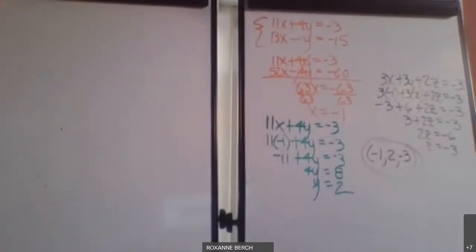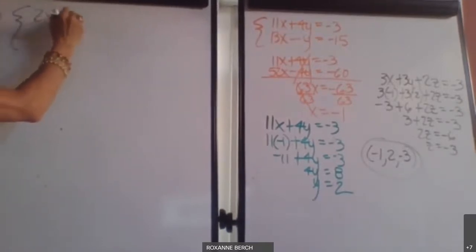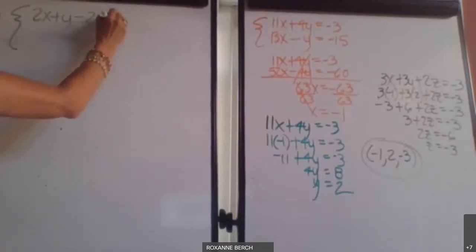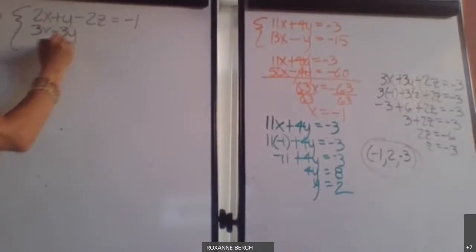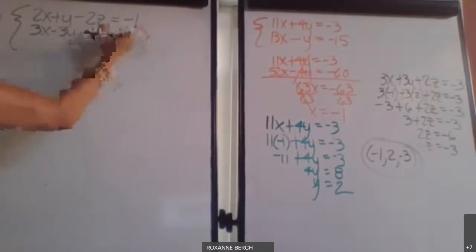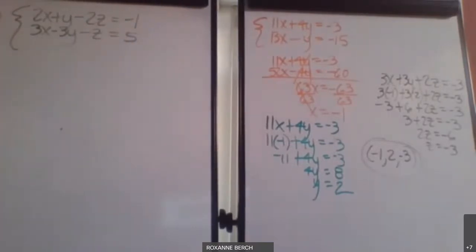So let's set up one in your book. Let's set up numbers. I'm on page 829. So we have 2x plus y minus 2z is equal to -1. 3x minus 3y minus z equals 5. Let's see if I can simplify any of these. So far, no, so not so good.